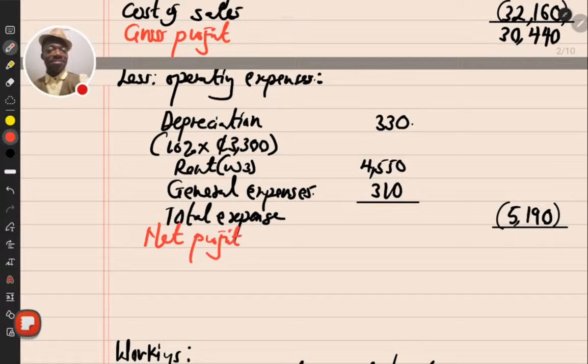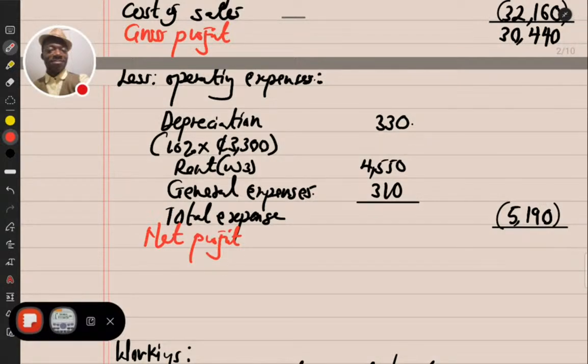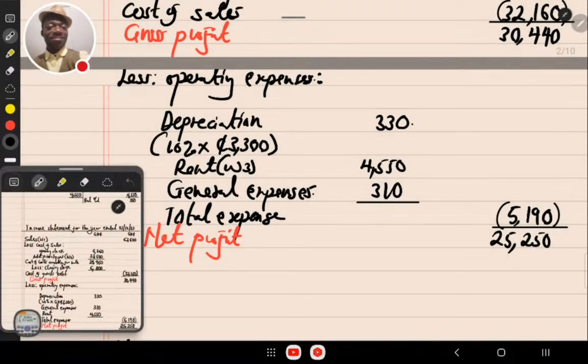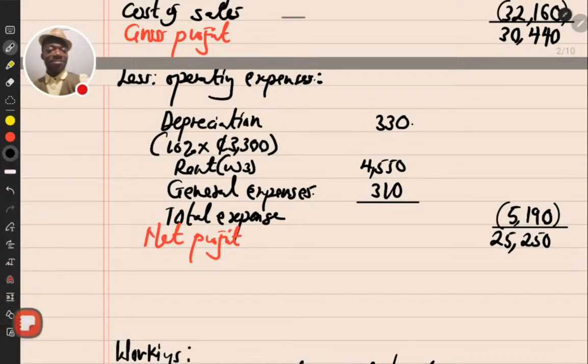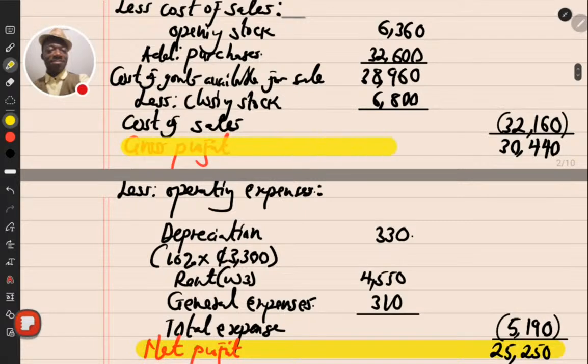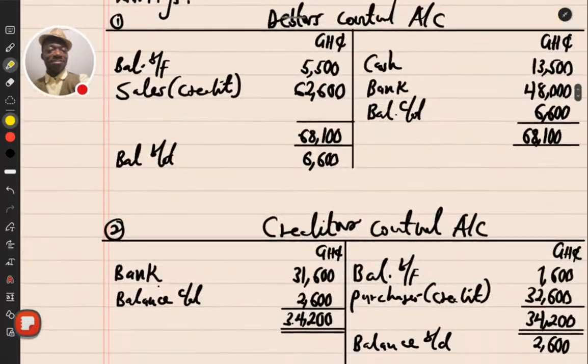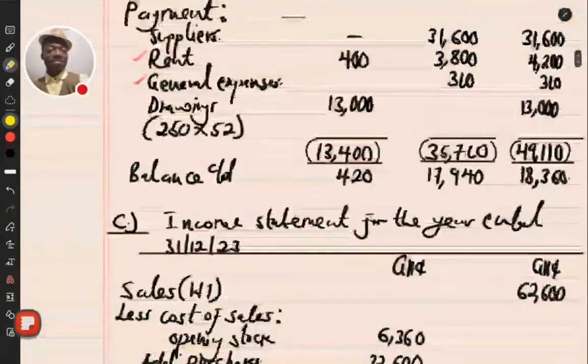So what is the net profit figure? In my case, I think I had 25,250. You can confirm that and let's see if that is true. So this is going to be my net profit. Yeah, 25,250. I think I have that as my net profit and gross profit. Here you get this. So once we are through with that, that is all for the C part.